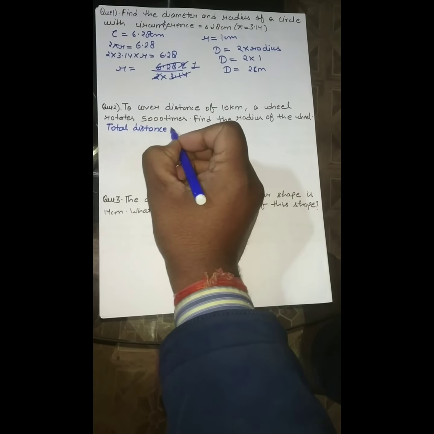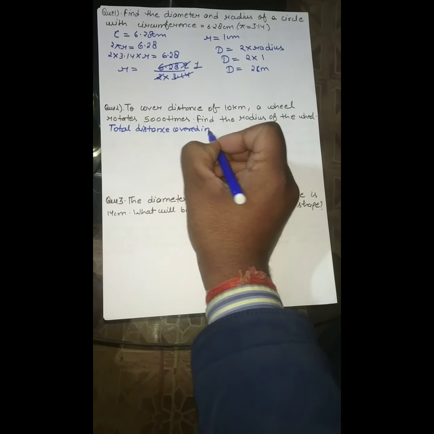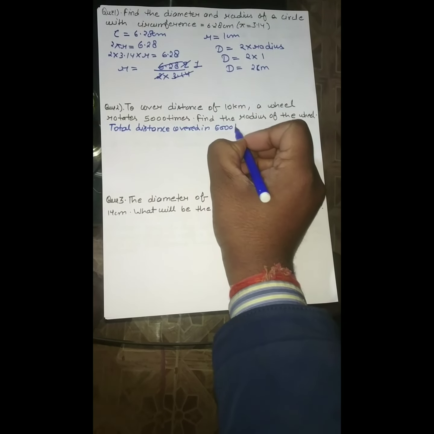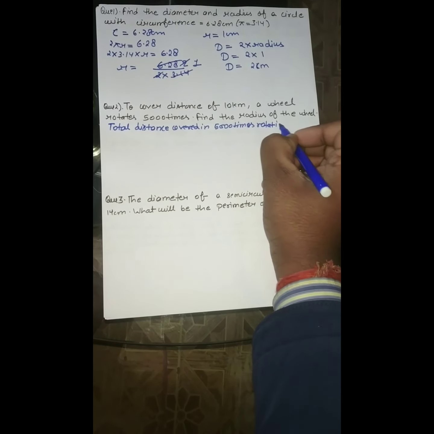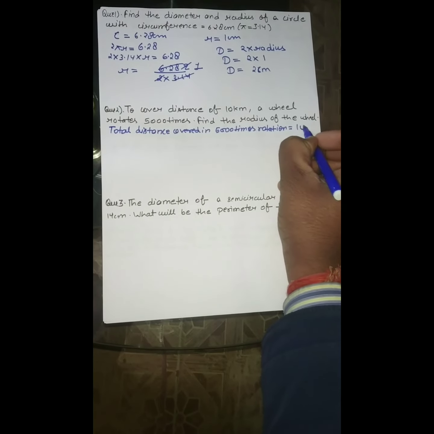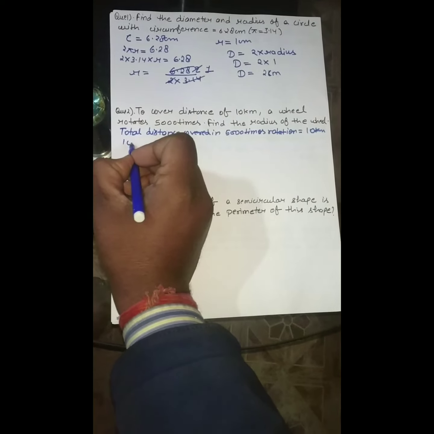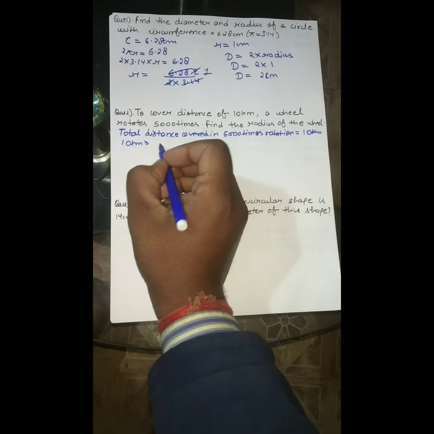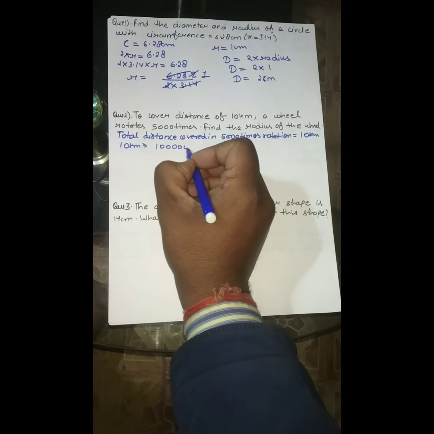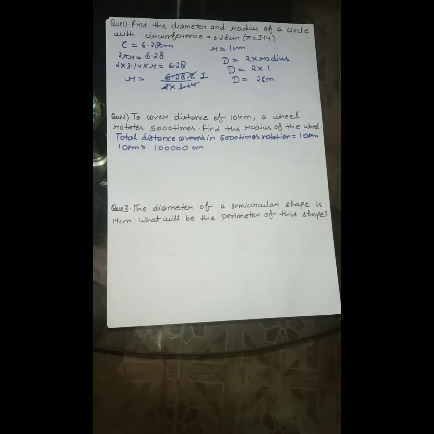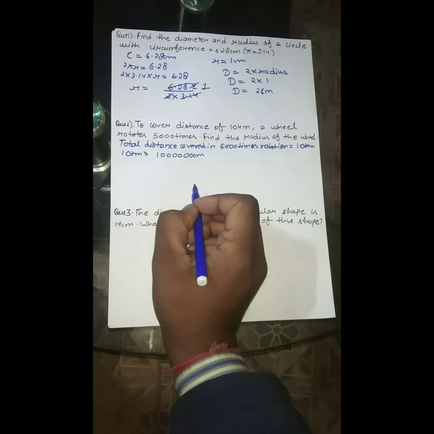Total distance covered in 5000 times rotation is equal to 10 kilometer. Got it, guys? Now we will convert the 10 kilometer into centimeter. So when we convert the 10 kilometer into centimeter, it will be 1 2 3 4 5 centimeter. Got it, guys? Sorry, we will put one more 0, okay. Now what do we have to find here?